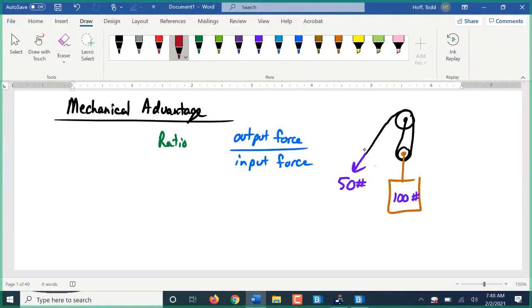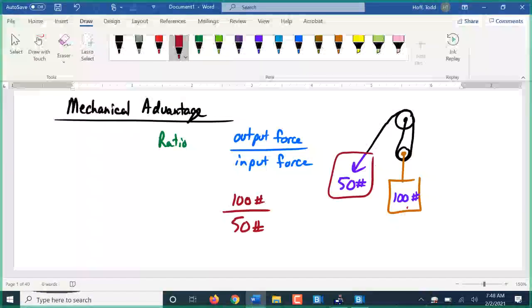So this 50 pounds here would be the input force. That's sometimes called the effort force. That's how much effort you have to put into the system to get it to move. So that would be 50 pounds. The 100 pounds, then, that's the object we're trying to lift. That's our output force.